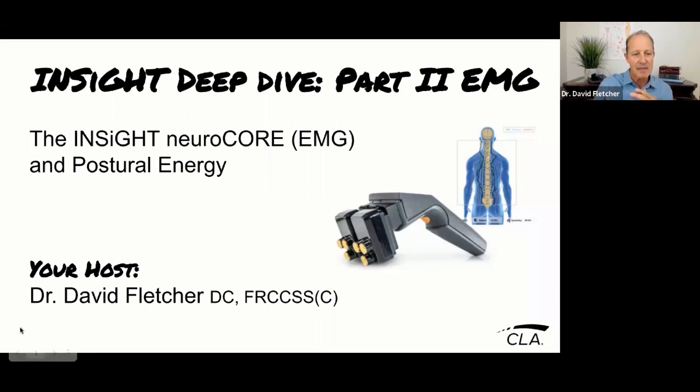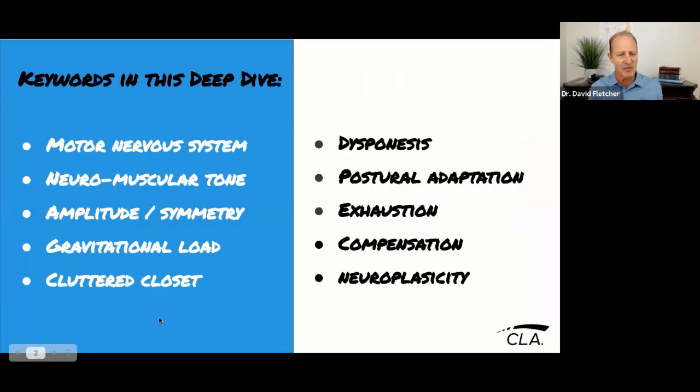To keep us focused, like in a good research paper, we're going to talk about keywords. Keywords in this deep dive will focus on the motor nervous system. We'll talk about dyskinesis. For those of you that aren't familiar with that, this will be a new but exciting concept. We're going to talk about neuromuscular tone, postural adaptation, and how EMG signals rely upon amplitude and symmetry. We'll start to look at the consequences of the vertebral subluxation through exhaustion.